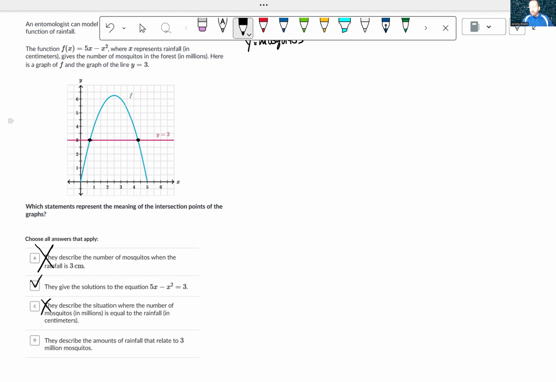This tells us that's how much rainfall there is when there's 3 million mosquitoes. And this one tells us that's how much rainfall there is when there's 3 million mosquitoes.